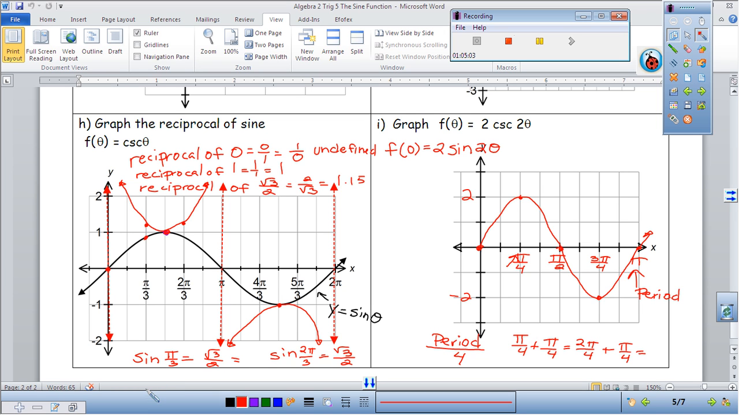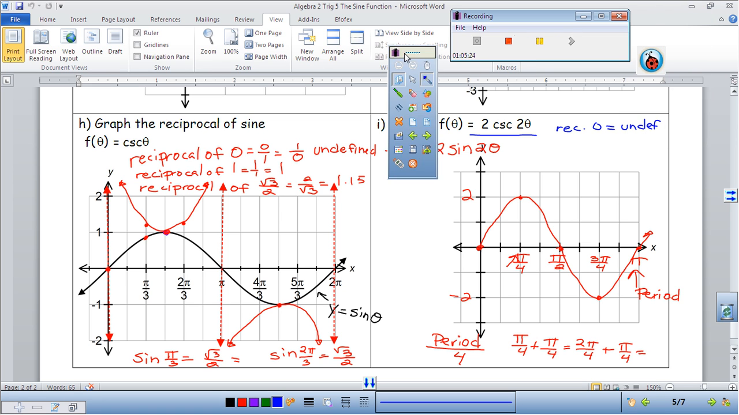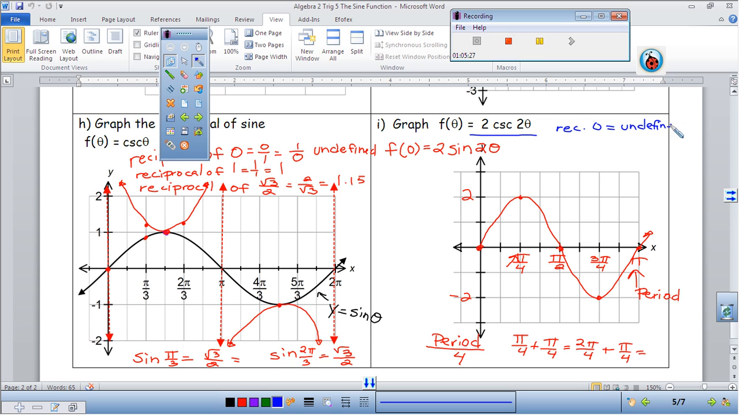Okay, now we're going to graph the cosecant. And the cosecant is the reciprocal of my sine function. So let's start with the zeros. The reciprocal of 0 is undefined. So if I take 0 and I make it undefined, that's my asymptote here and here and here.